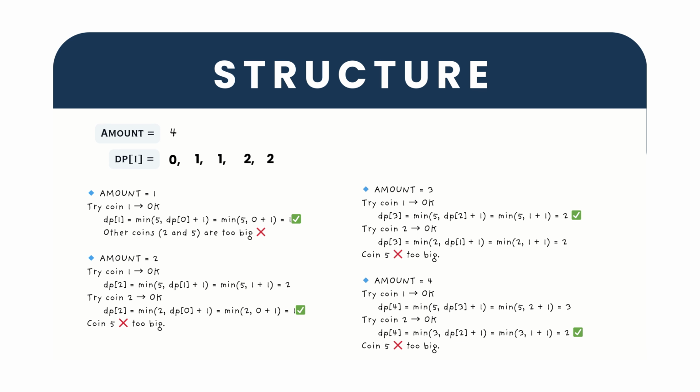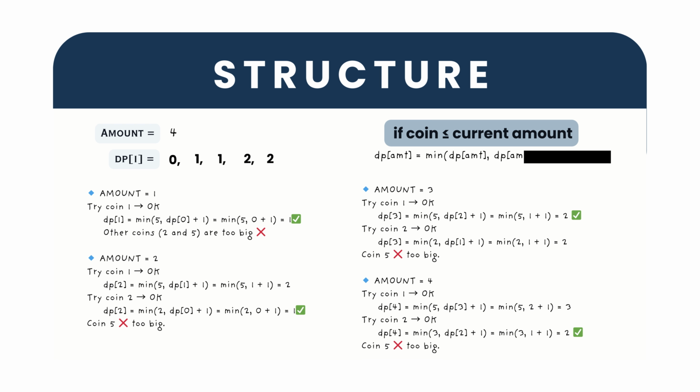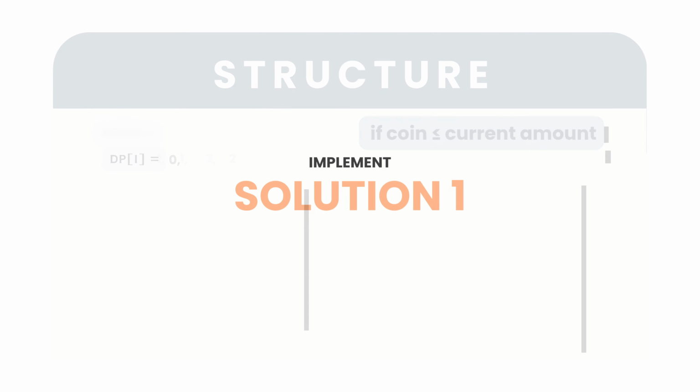Here's the plan. Create a DP array of size amount + 1, filled with amount + 1, a value bigger than possible. Set DP[0] equals 0, 0 coins to make amount 0. For each amount from 1 to the target, for each coin, if coin is less than or equal to the current amount: DP[amount] equals min(DP[amount], DP[amount - coin] + 1). If DP[amount] is still amount + 1, return -1, else return DP[amount]. Let's try to implement it using solution 1.